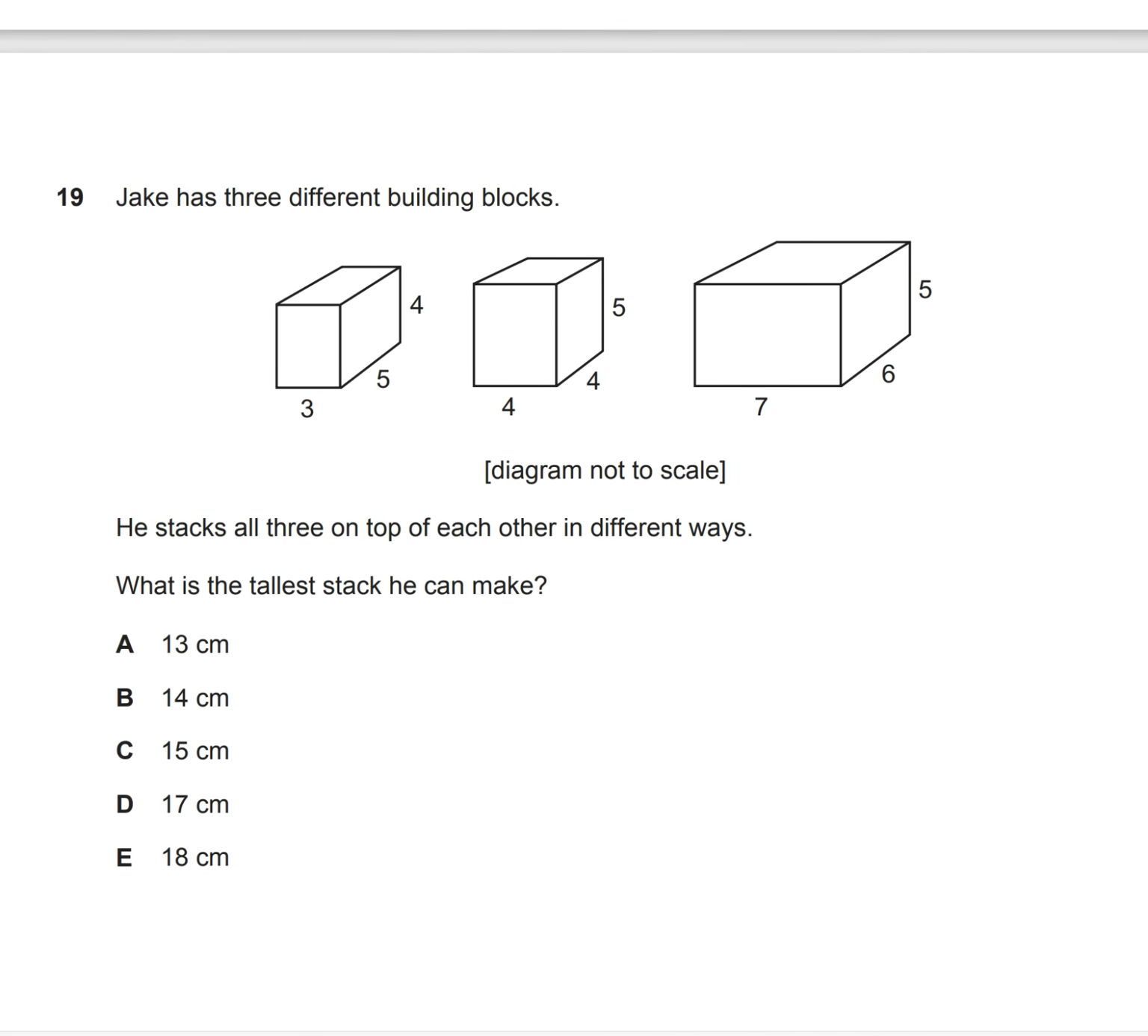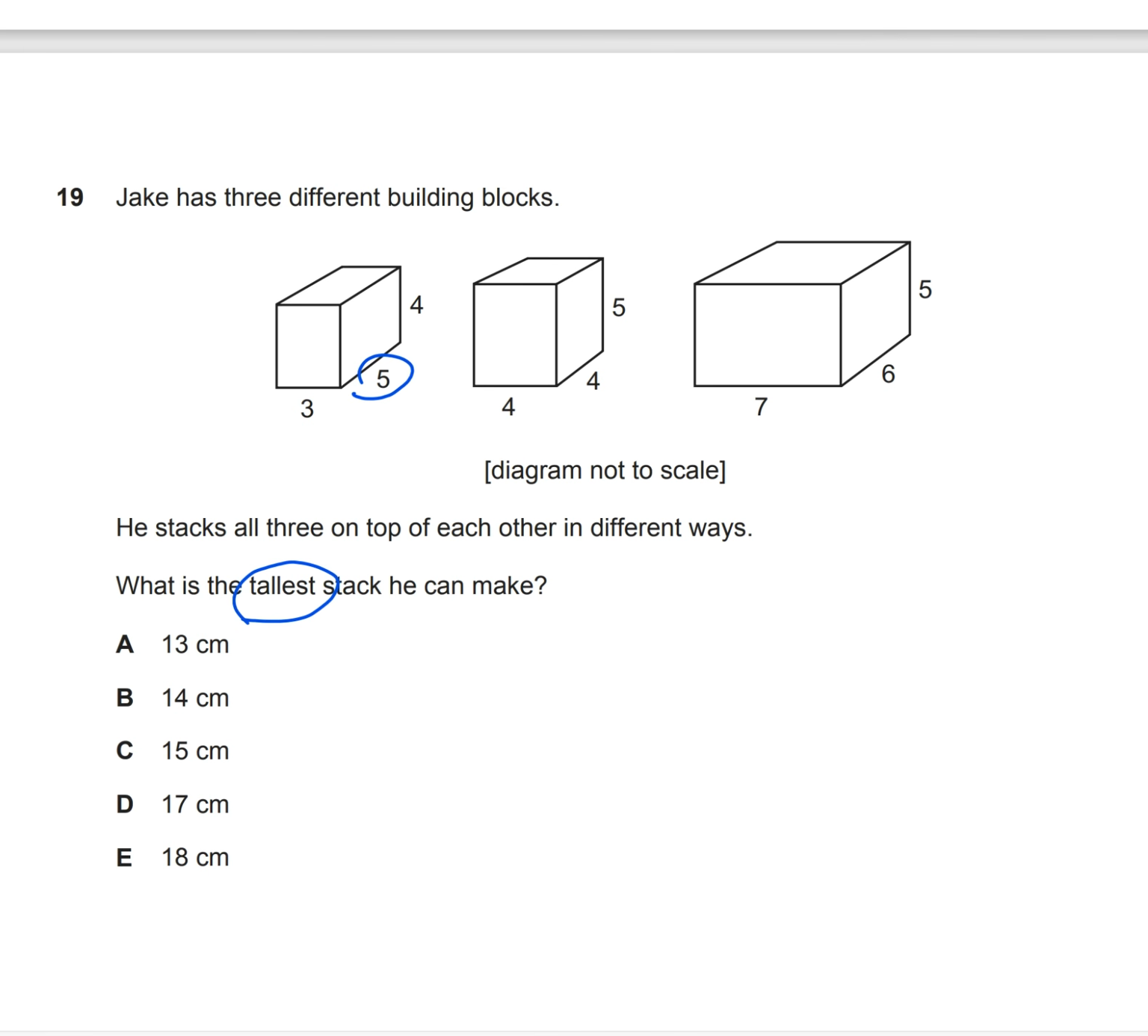Question 19. Jake has 3 different building blocks. He stacks all 3 on top of each other in different ways. What is the tallest stack he can make? To make the tallest stack, you want to optimize, or you want to use the biggest side on each of the different blocks as the height. What is the longest side here?